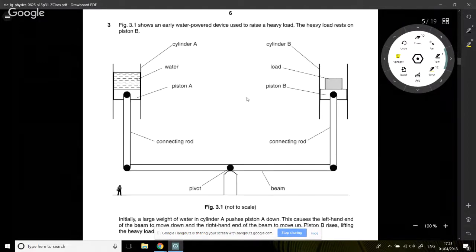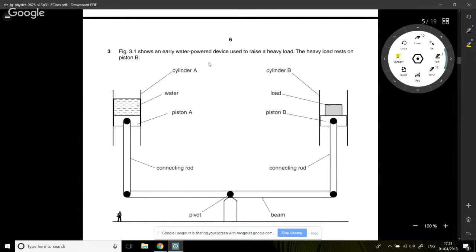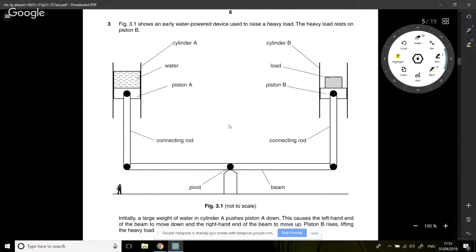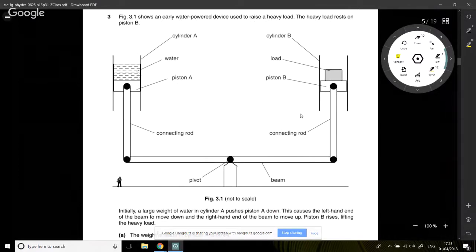All right, this shows an old water-powered device for raising and lowering heavy things. So you put water in there, it lifts it up this side.